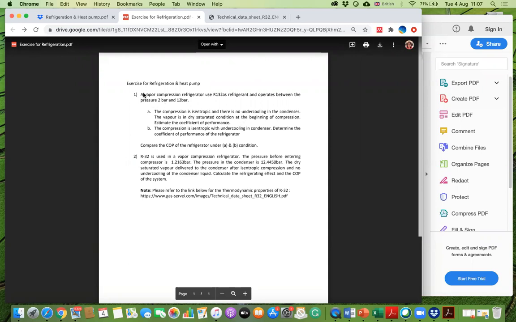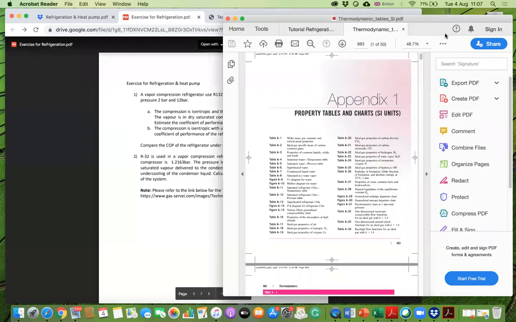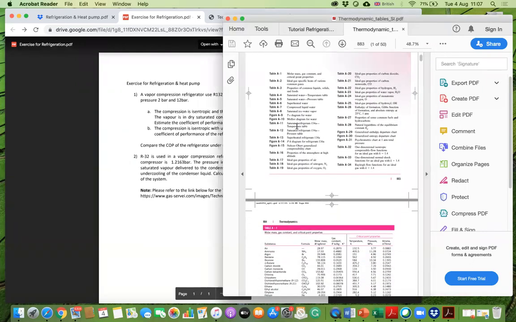The first question is about a vapor compression refrigerator. I changed it to R-134a as the refrigerant. Why? So that you can easily refer to the thermodynamic saturated temperature and pressure table.